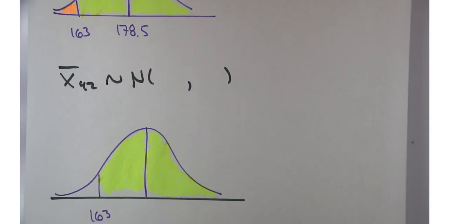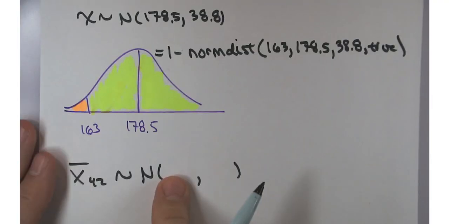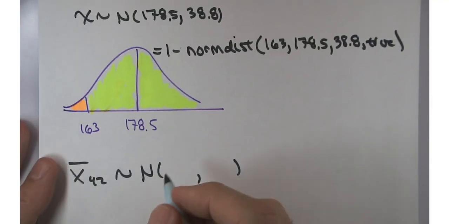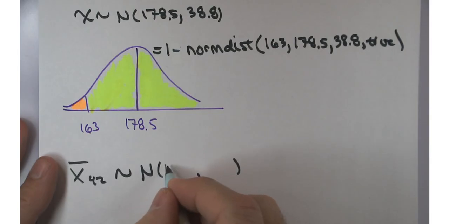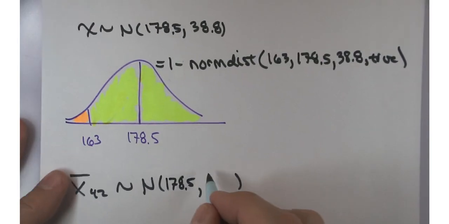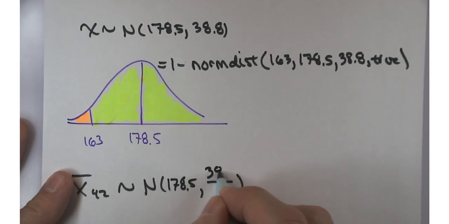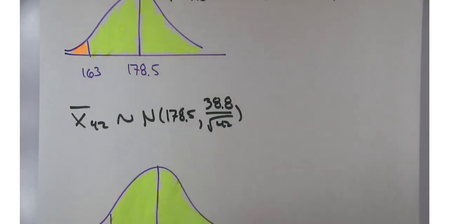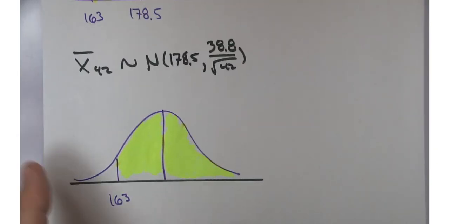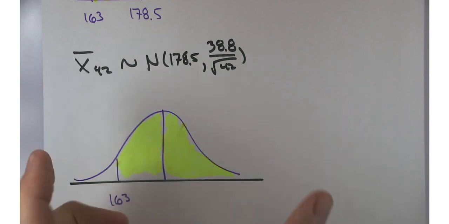So let's see, there's two things that are going to take place. First of all, the mean is going to stay the same, 178.5, and the standard deviation is going to be different. What's our new standard deviation? 38.8 over the square root of 42. Now that's going to shrink this distribution. It's not going to be as wide as I've drawn it now, but that's okay.